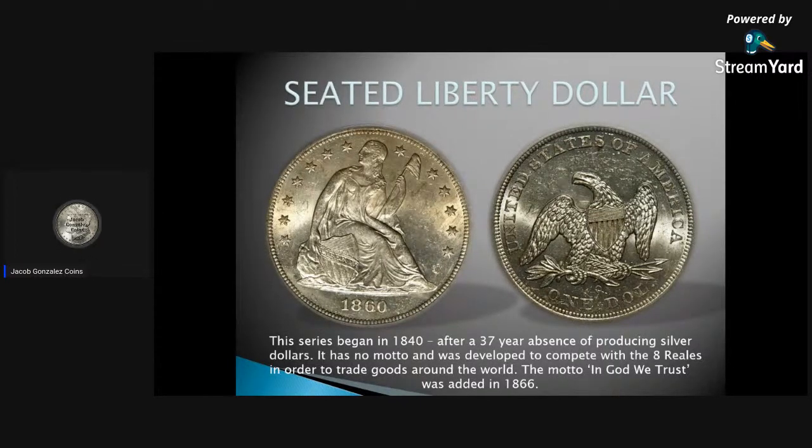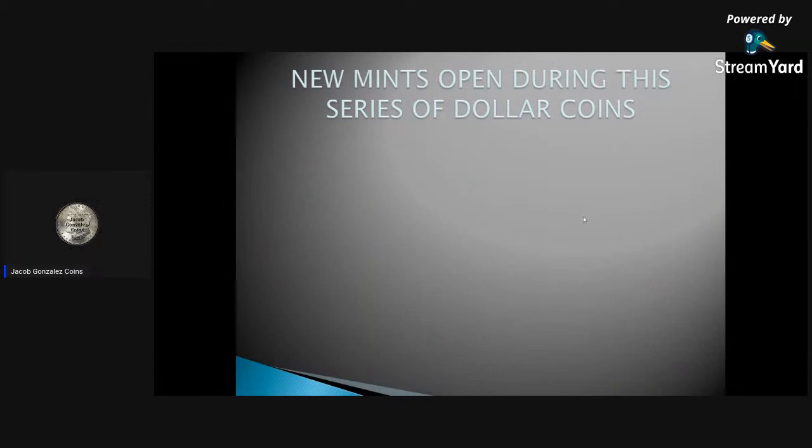The series began in 1840 after a 37-year absence of producing silver dollars. It has no motto and was developed to compete with the 8 reales in order to trade goods around the world. The motto "In God We Trust" was added in 1866. This is a very beautiful design, guys. These coins are also very expensive and can go for very high prices, but they stay around $1,000 to $2,000.